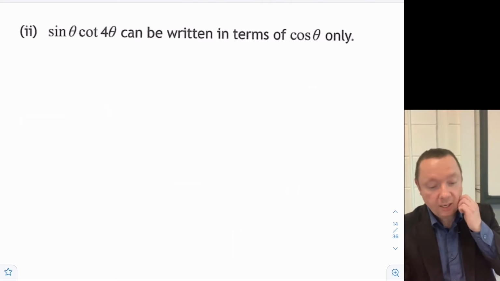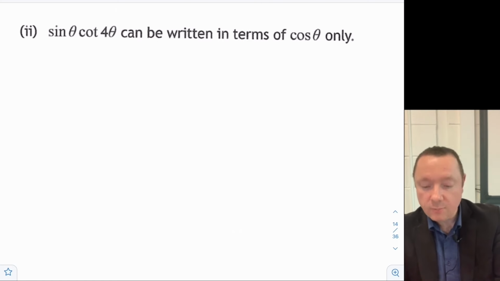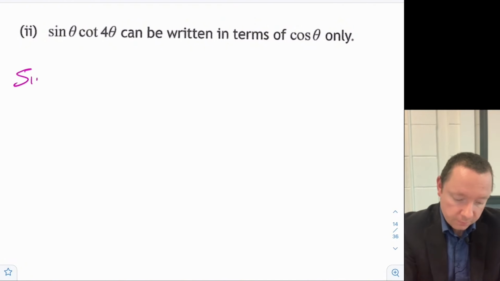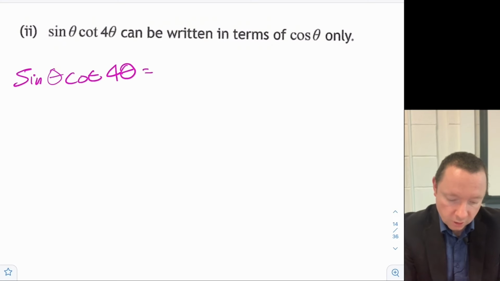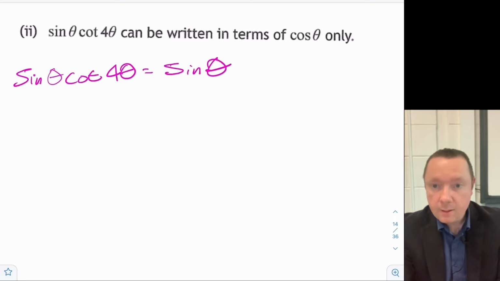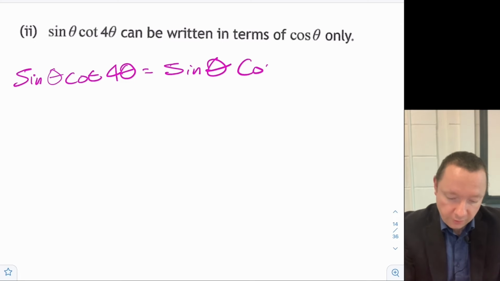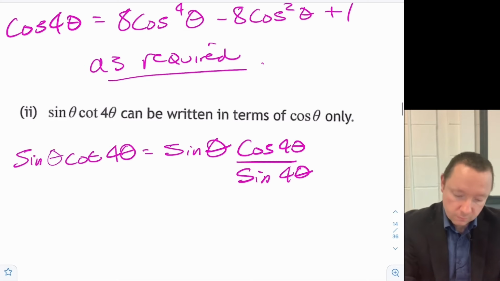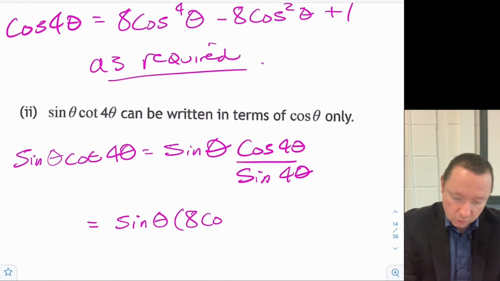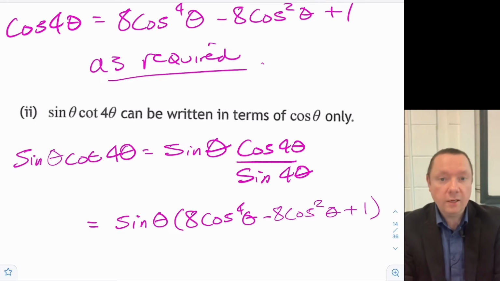Okay, part 2, sin theta cot 4 theta can be written in terms of cos theta only. So sin theta cot 4 theta, well, that's just sin theta times the cos of 4 theta over the sin of 4 theta. So that equals sin theta times 8 cos to the power of 4 theta minus 8 cos squared theta plus 1, all over sin 4 theta.